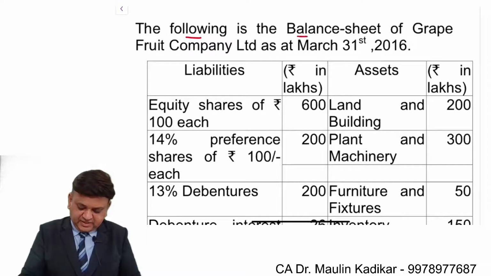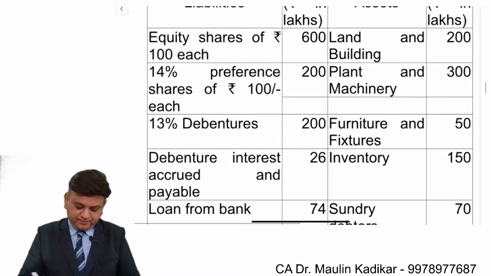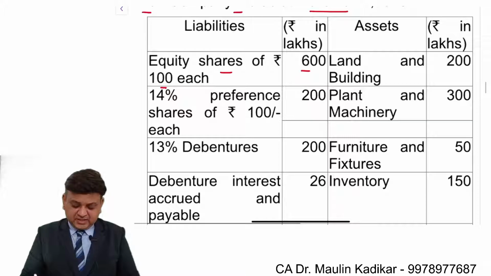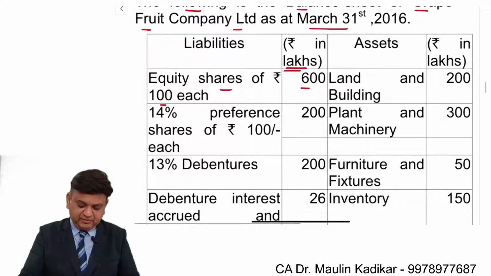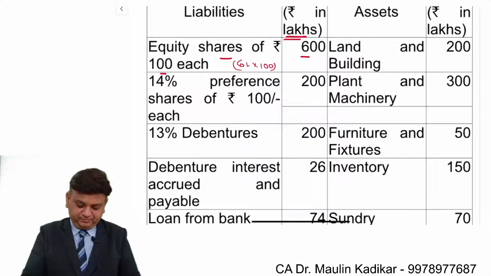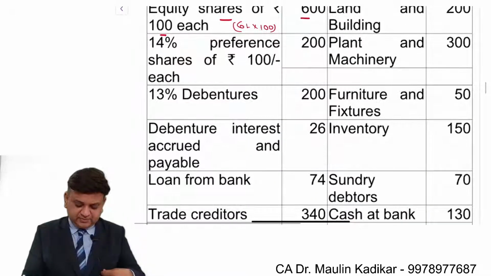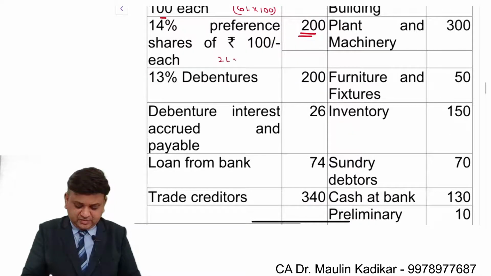The following is the balance sheet of Grapefruit Company Limited as at 31st of March 2016. Equity share capital is provided to us, an amount of rupees 600 lakhs, and the face value is rupees 100. It means that there are 6 lakh equity shares having face value of rupees 100. 14% preference share capital of 200 lakhs. So 2 lakh is the number of preference shares and 100 rupees is the face value.